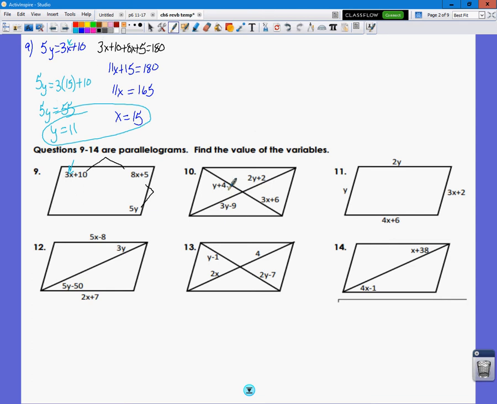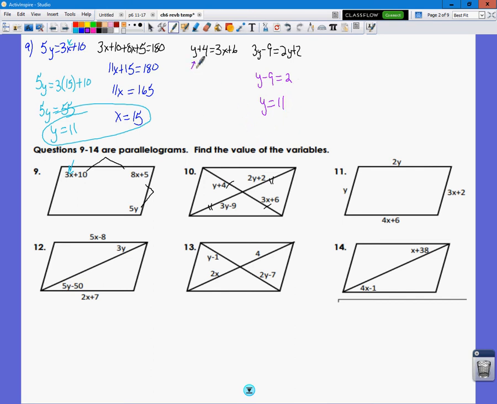Diagonals of a parallelogram bisect each other. So I have y plus 4 is equal to 3x plus 6. Not what I'd like to start with, because I have both an x and a y. 3y minus 9 is equal to 2y plus 2. So I'm going to solve that one first. If I subtract 2y from both sides, it's going to give me y minus 9 is equal to 2. And if I add 9 to both sides, y is equal to 11.